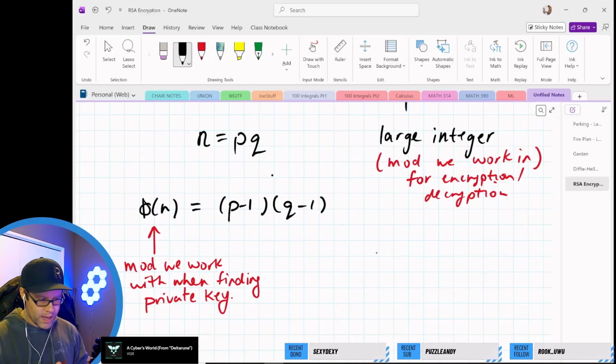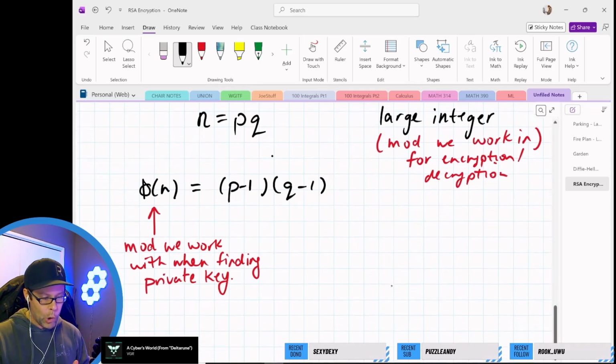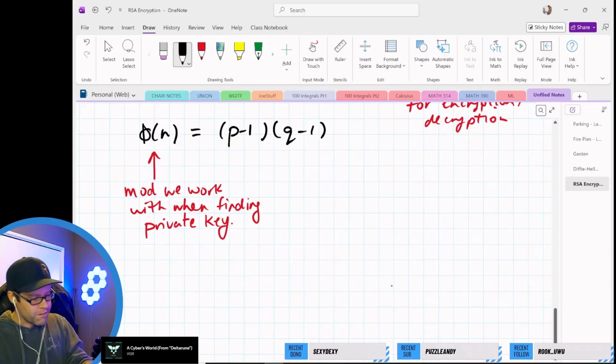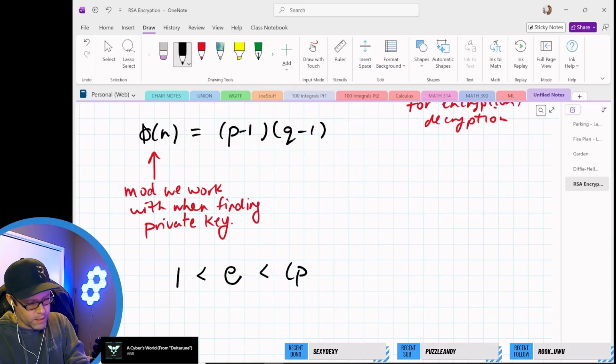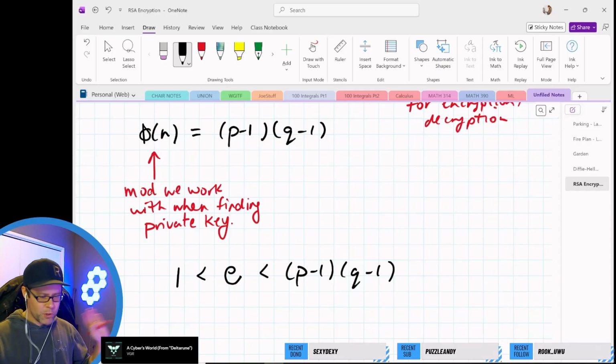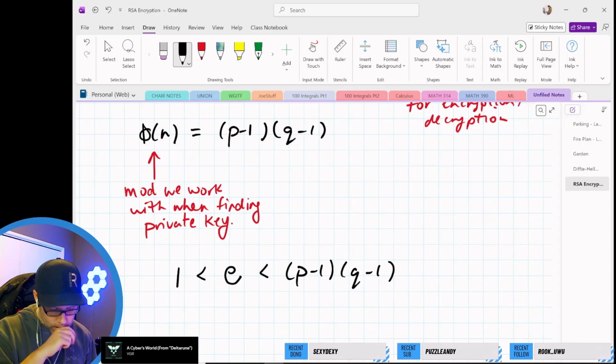Okay, so once we have phi of n and we know what that value is, our next step is to find a coprime number with phi of n. So the coprime number, we're going to call that E. And we're explicitly going to pick it so that it lands somewhere in between 1 and phi of n.